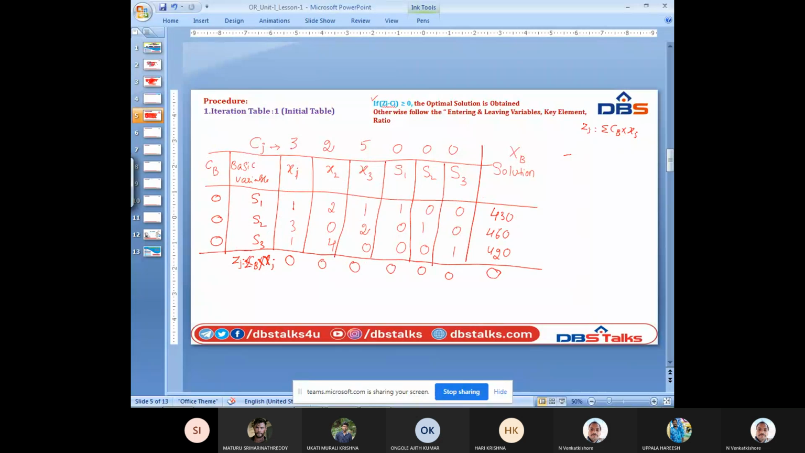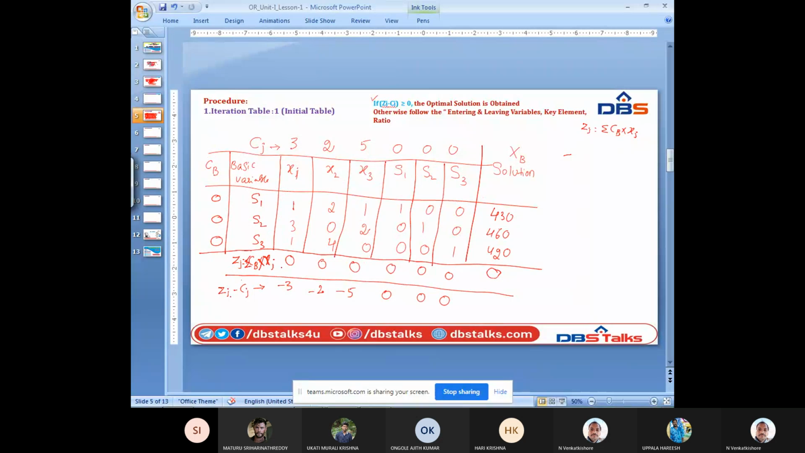After that, finally we have to calculate Zj minus Cj. Zj means 0, Cj means the corresponding 3. So 0 minus 3 is minus 3, 0 minus 2 is minus 2, minus 5, 0, 0.